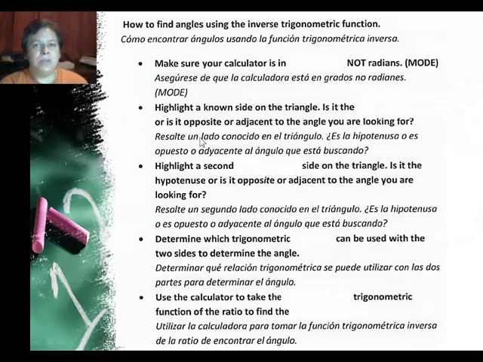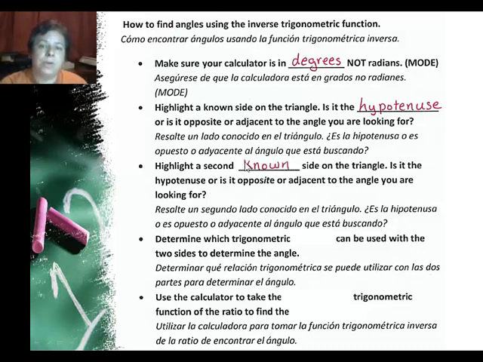Now, how do you find angles using the inverse trigonometric function? Here are some general steps. First of all, make sure your calculator is in degrees, not radians. Calculators default to radians, so don't be surprised if there's a memory clear, you're going to have to hit mode and change radians back to degrees. It should be the second line down on the calculator. Now highlight a known side of the triangle. Is it the hypotenuse, or is it opposite or adjacent to the angle you're looking for? Then highlight a second known side of the triangle and ask the same question.